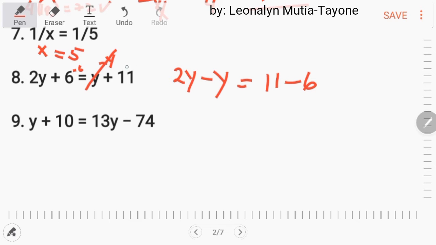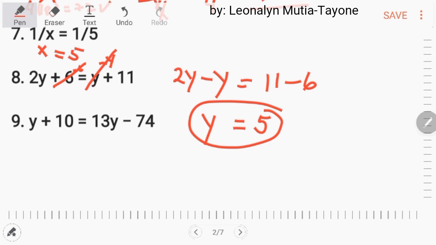Kasi nag-minus tayo ng 6 to both sides, kaya para ma-cancel siya dyan, at nandun na siya sa kabila. And this is 2y minus y, that is 1y or y lang. Pareho lang yan. 11 minus 6, and that is 5. So, y is equals to 5.